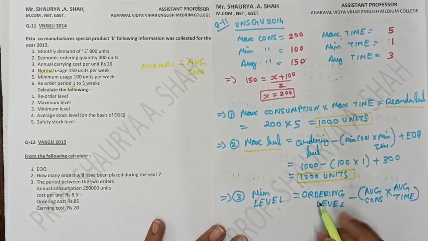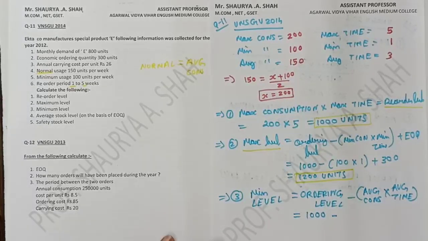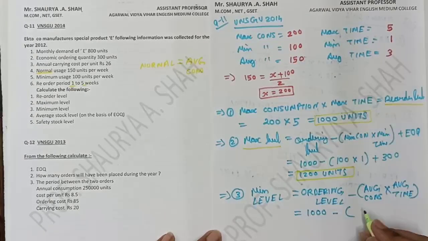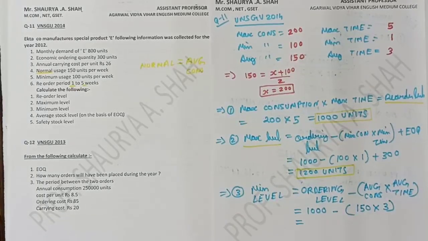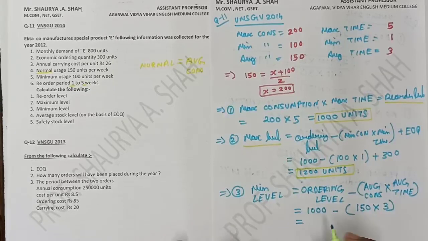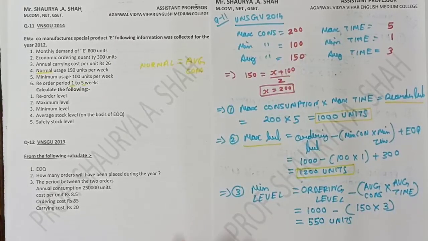So what is ordering level? Again we found out 1000 minus average consumption. Average consumption is 150 into average time, that is 3. So you will get the answer of 1000 minus 450, that is 550 units, right? Is it clear to all of you?